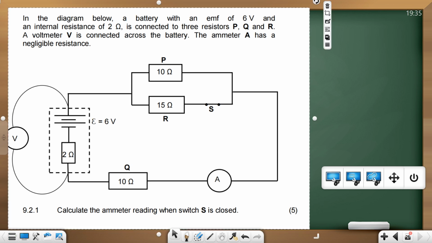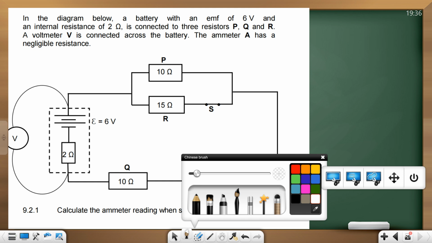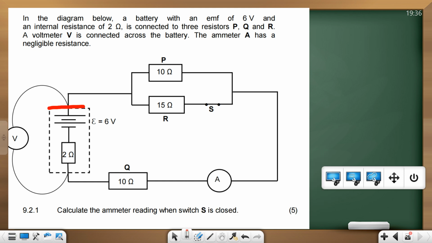Look at this question. In the diagram below, a battery with what? EMF of 6 and an internal. How do I know it has internal? Can you see the dotted lines? That's my battery. Why is this called a battery? There are 2 cells there. And do you see this is inside? Make sense?